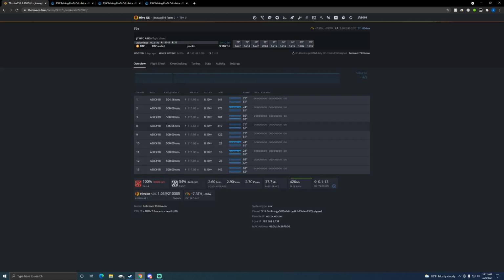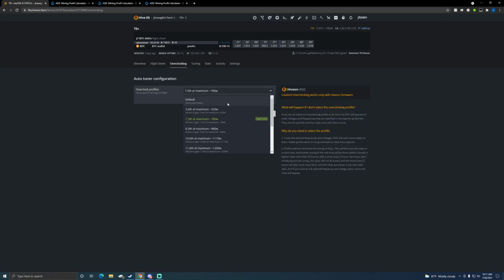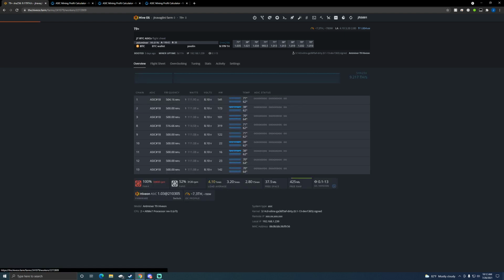I'll show you the profile I am running. So I had all these to choose from. It looked like this setting was probably the most efficient. So I have it running at 700, it says 780 at 7.3 terahash, but when we go to the overview, it's running about 1,000 watts, but it's also hashing at 9.2-ish terahash. So the profile is doing pretty decent.